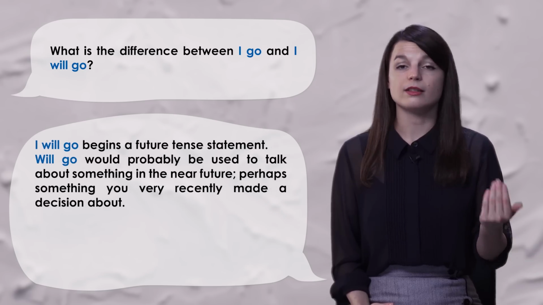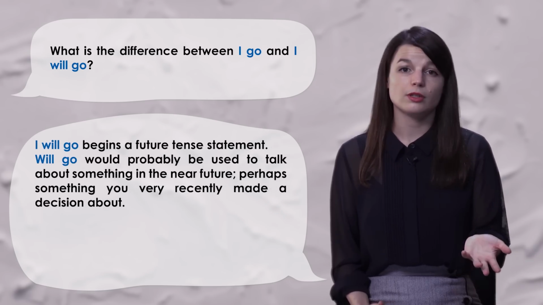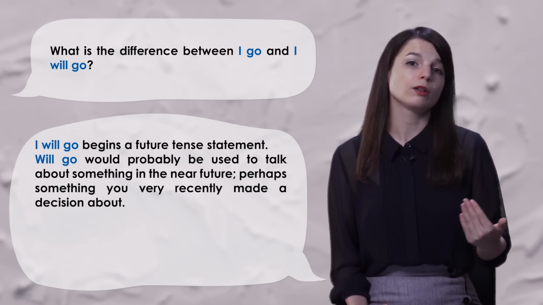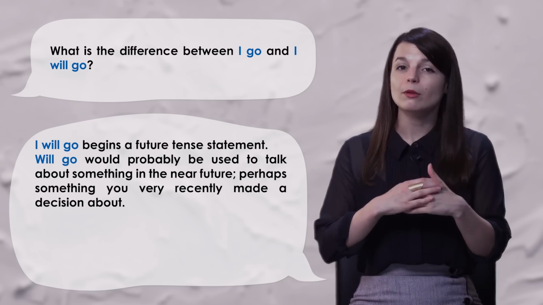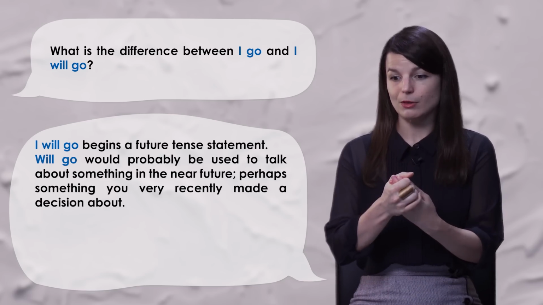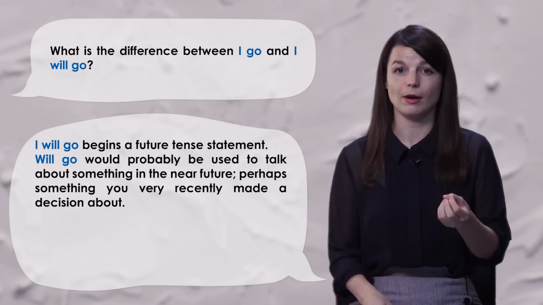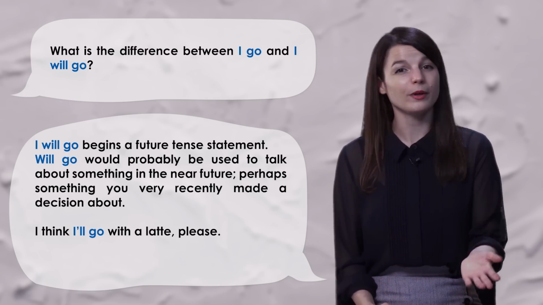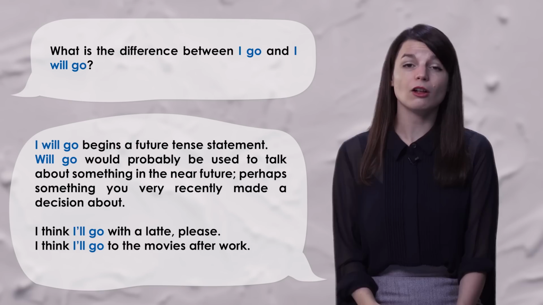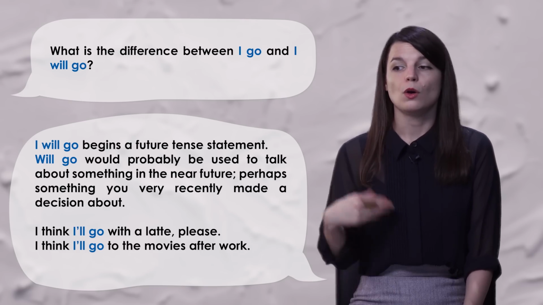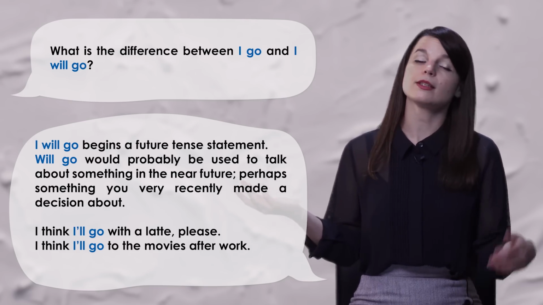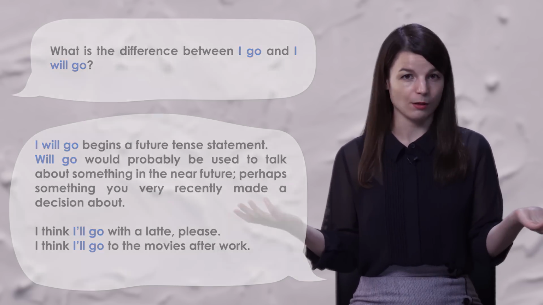I will go is a future tense statement, a simple future tense statement. When you use will, you're talking about something that's probably in the near future and maybe something you just made a decision about. Examples, I'll go with a latte, please. I think I'll go to the movies after work. So, will go is a future tense statement. I go is a present tense statement. Hope that that helps you. Thanks for the question. Okay, let's move on to your next question.